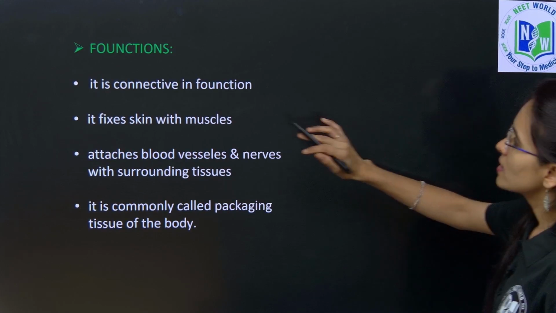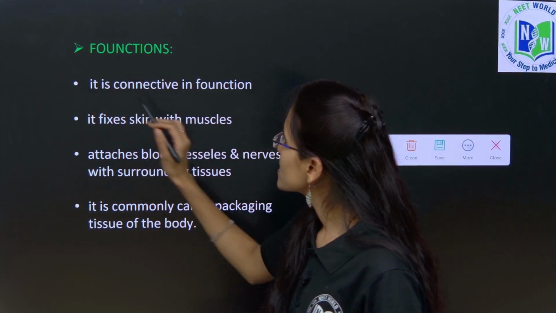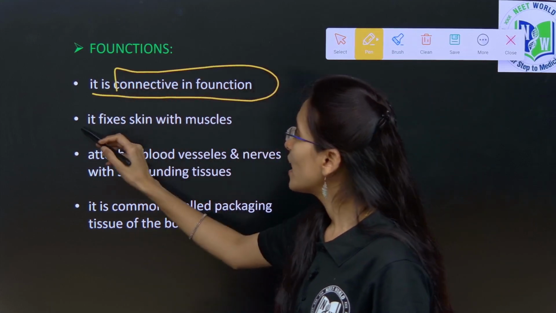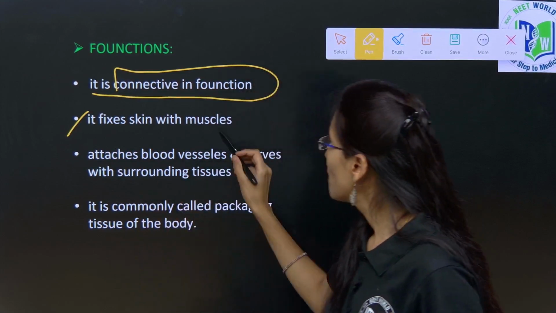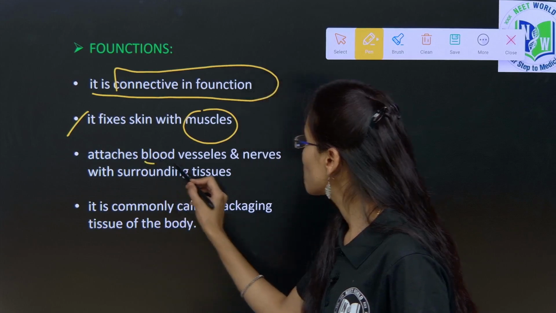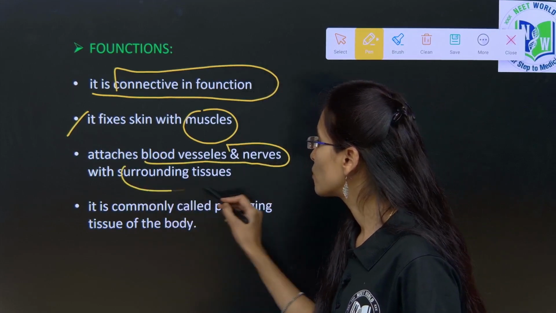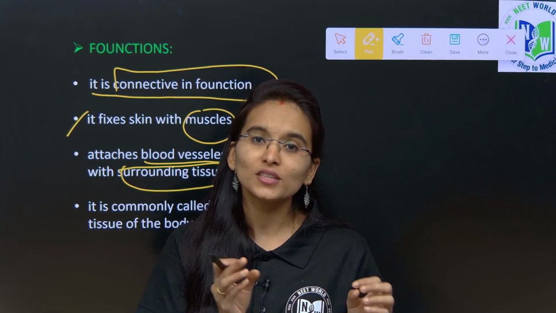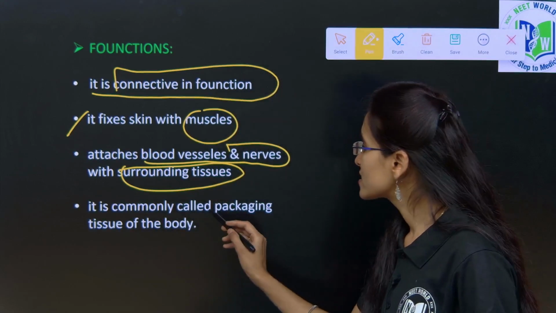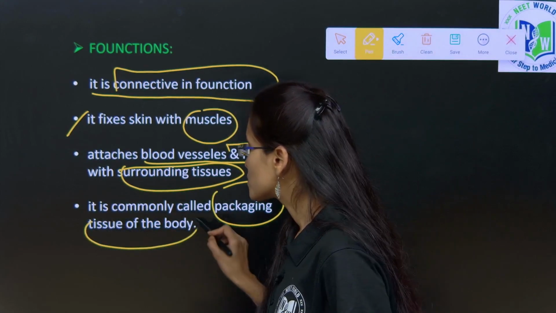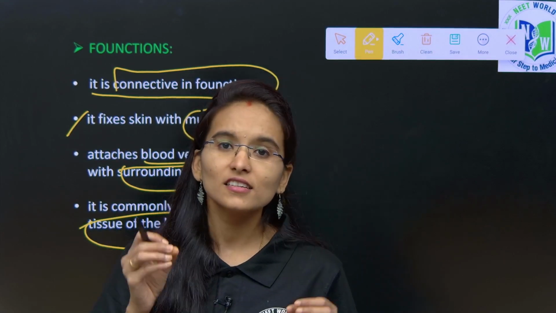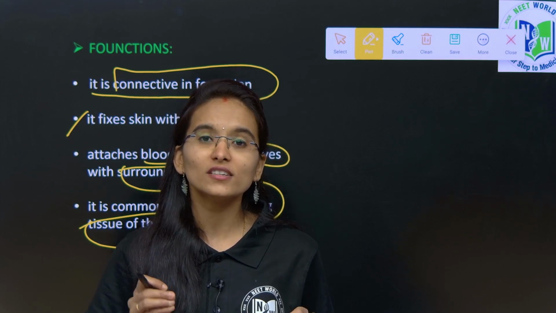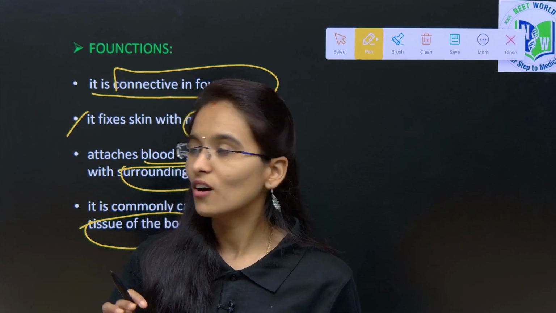Yes, see, connective tissue. The functions include: it is mainly involved in connection, and next it fixes the skin with muscles, as well as it attaches the blood vessels and nerves with the surrounding tissue. The arteries and veins along with the nerves are going to be attached to the different types of tissue, and next it is commonly called packaging tissue of the body, as it packs the space in the internal organs. We can also call it filler tissue because it fills the space inside the internal organs.